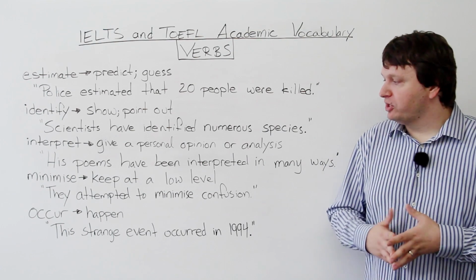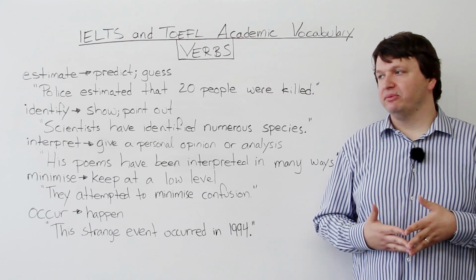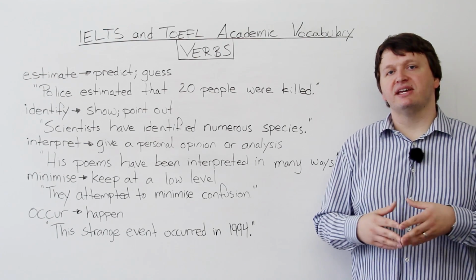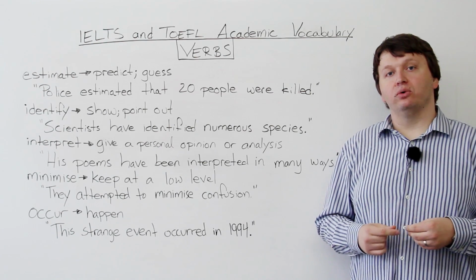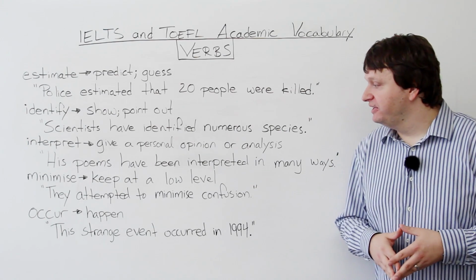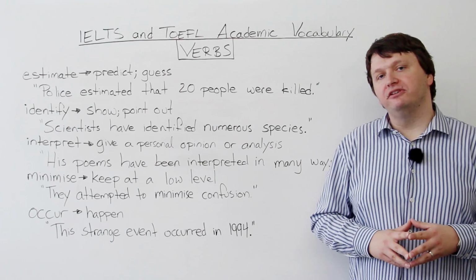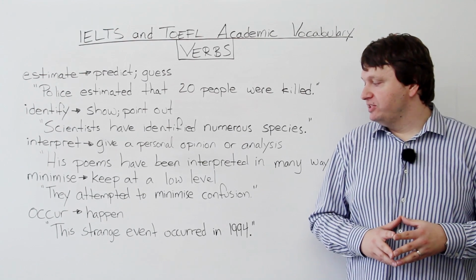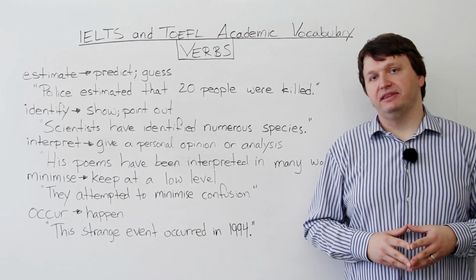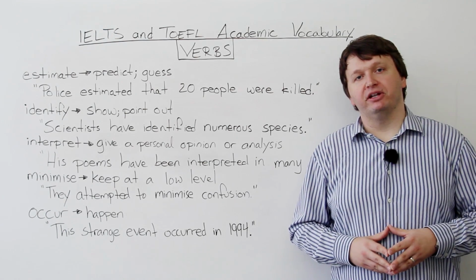And finally, occur, very common verb, and you might be wondering, well, what does occur mean? It just means happen. It comes from an occurrence. An occurrence is an event, something which happens. So this strange event occurred in 1994. The strange event happened in 1994. Okay, guys, let's look at the other 5 verbs that I'm going to look at today.